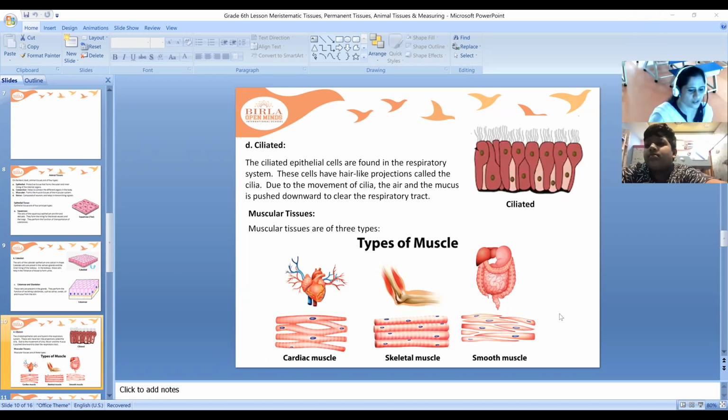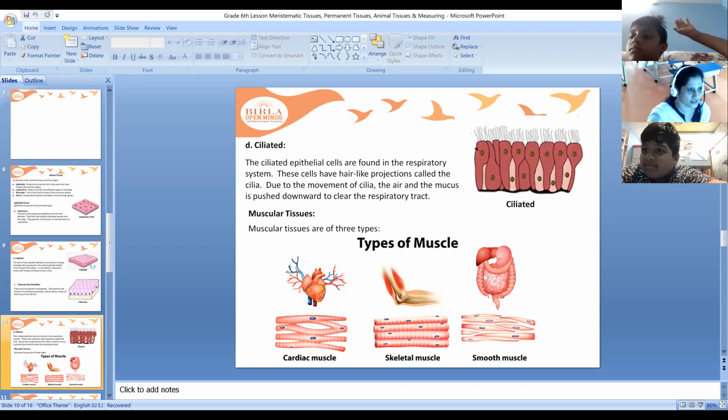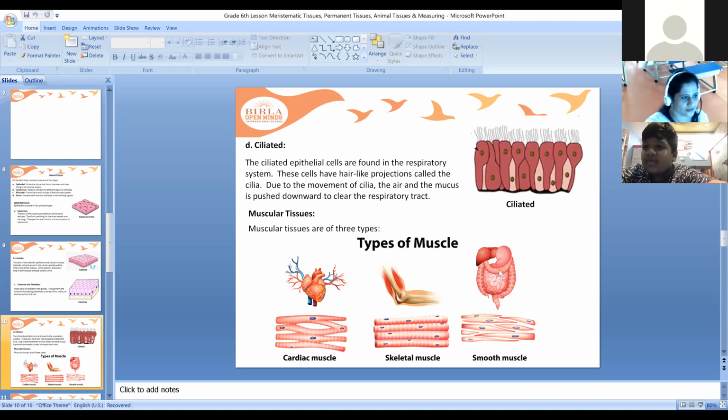Can you see this image? Where are these smooth muscles present? These smooth muscles are present in lungs, eyes, intestines, stomach. Yeah, ma'am. Okay, that's fine.